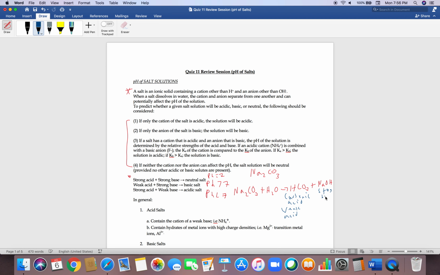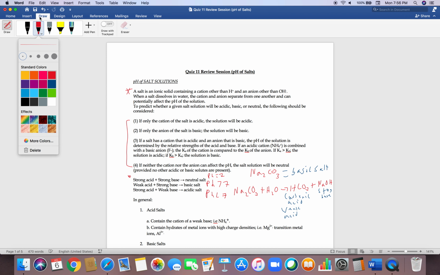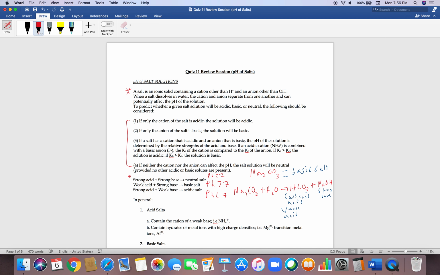So what does sodium carbonate come from? It comes from carbonic acid, which is a weak acid, and sodium hydroxide, which is a strong base. So which scenario do we have here? We have a weak acid and a strong base. So sodium carbonate is a basic salt. And that is how these problems can be approached. This is how this particular problem should be approached, but that's how you have to think about it. So it's not as easy as you might think just from this example here.